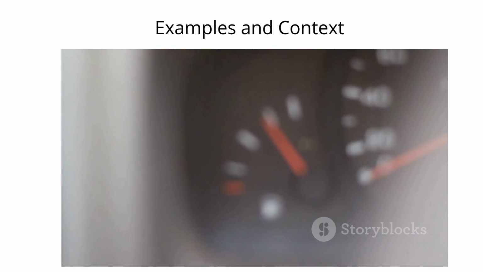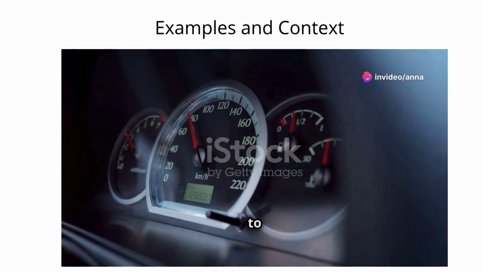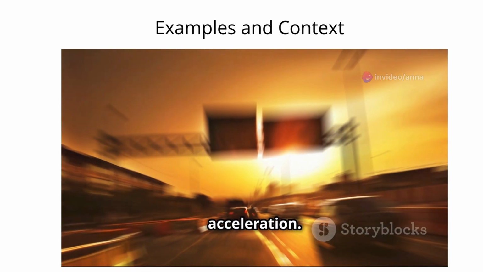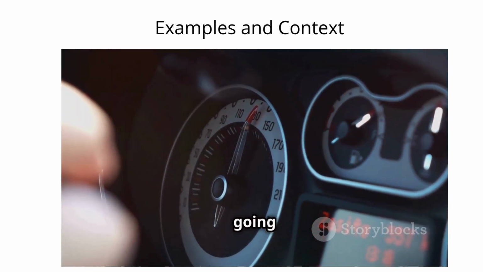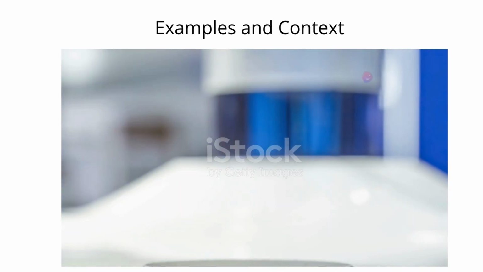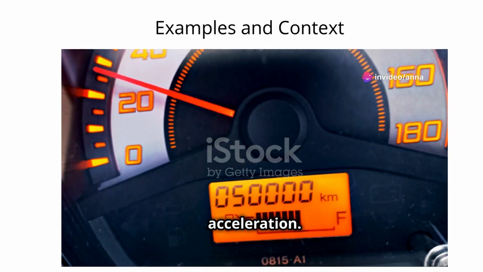Picture this. You're at a red light, and when it turns green, you hit the gas pedal. The car starts to pick up speed. That change in speed over time, that's acceleration. It's not just about going faster though. It can also mean slowing down or changing direction, like when you brake or take a turn. Those are both forms of acceleration.